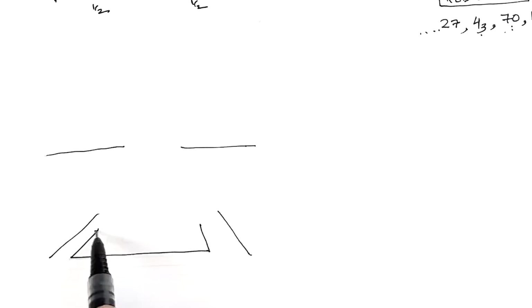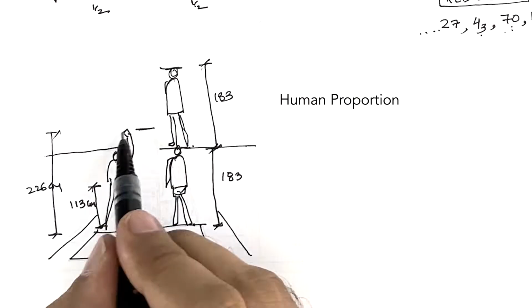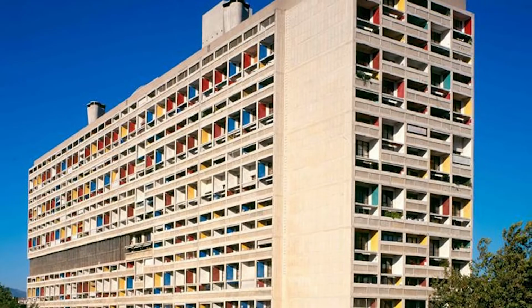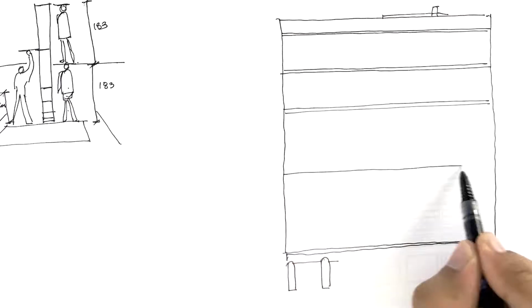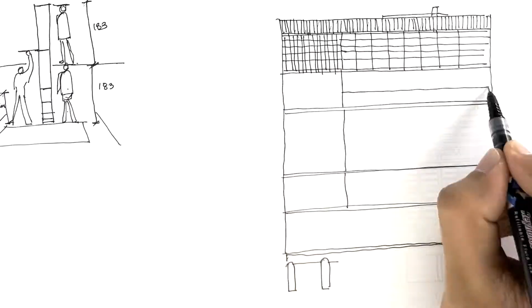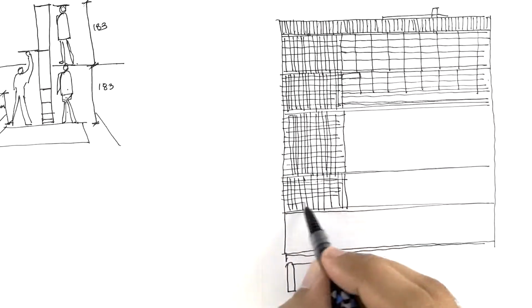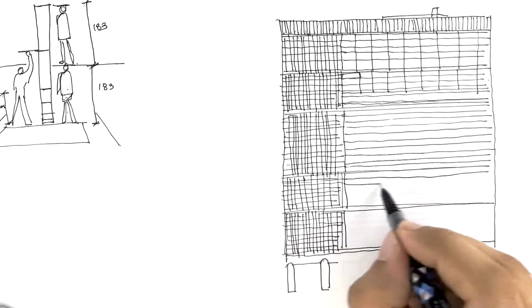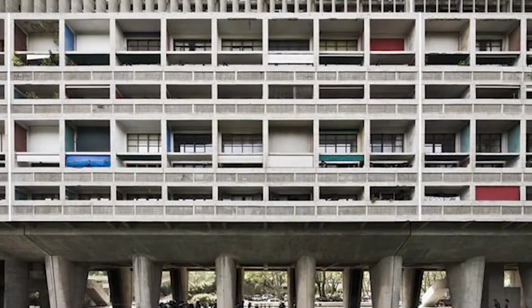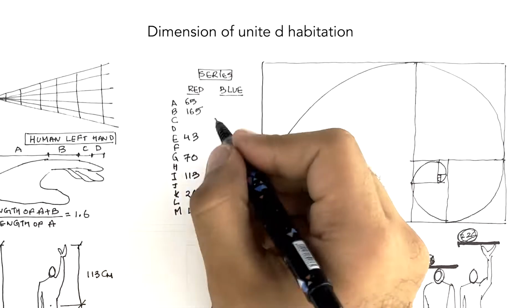Now let's design a building with the same concept of human proportion. Le Corbusier used certain numbers while designing the whole building of Unité d'Habitation. And it will be very shocking for you that he designed the whole building using just these 13 numbers, which are from the red series and the blue series.